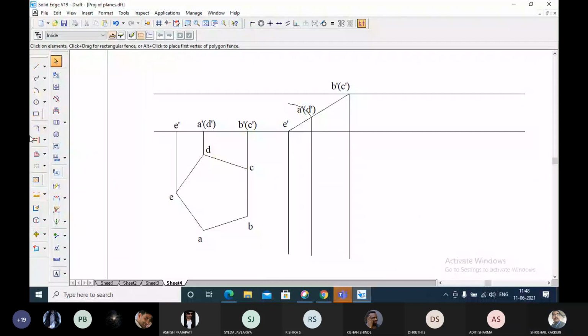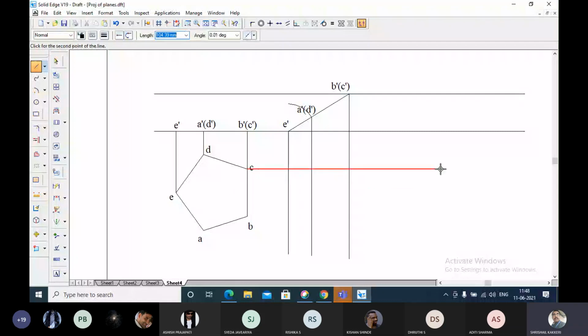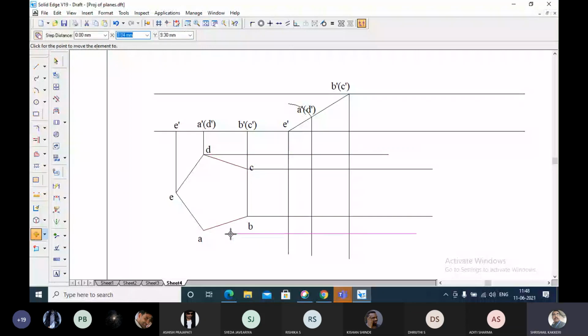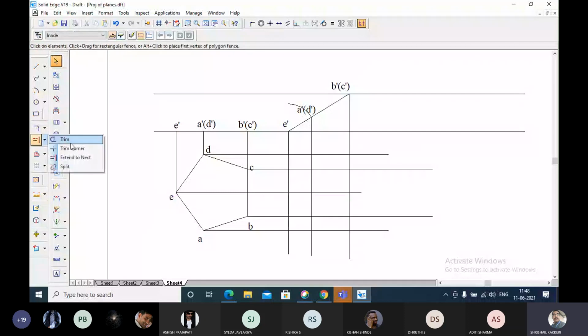Line, horizontal line, you write some length. And similarly, I'm going to write the line for all the corners, from corner A, corner B, corner C, and corner D. Now, these extra lines you can remove them or you can retain as it is, no problem.